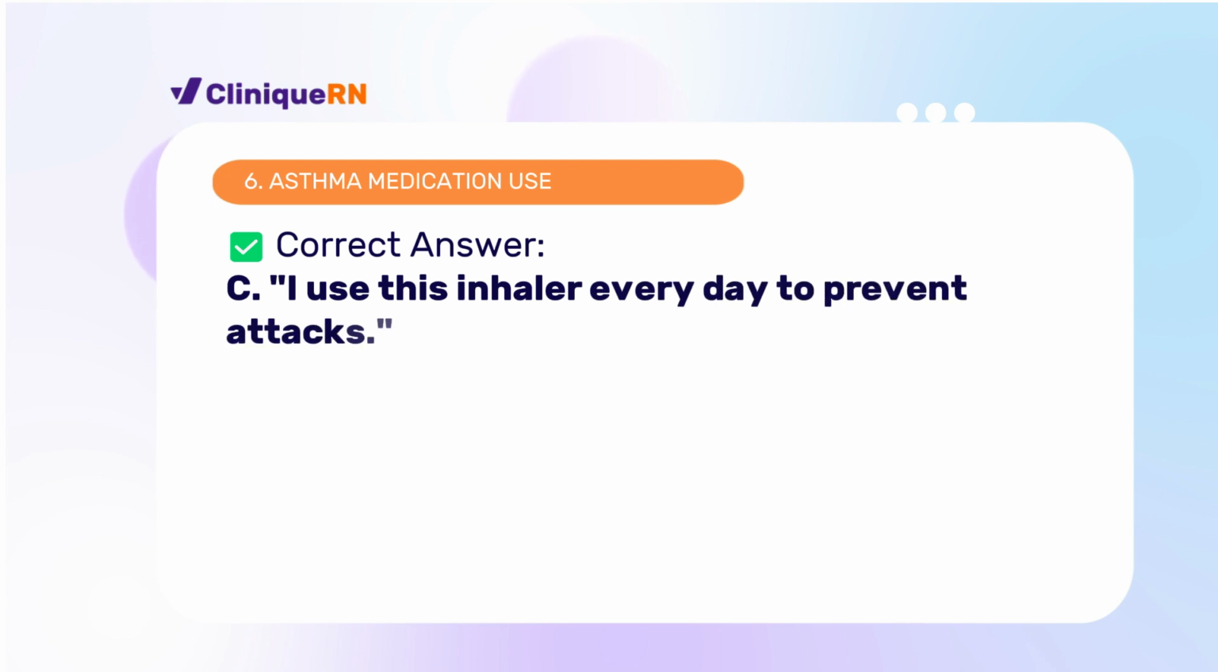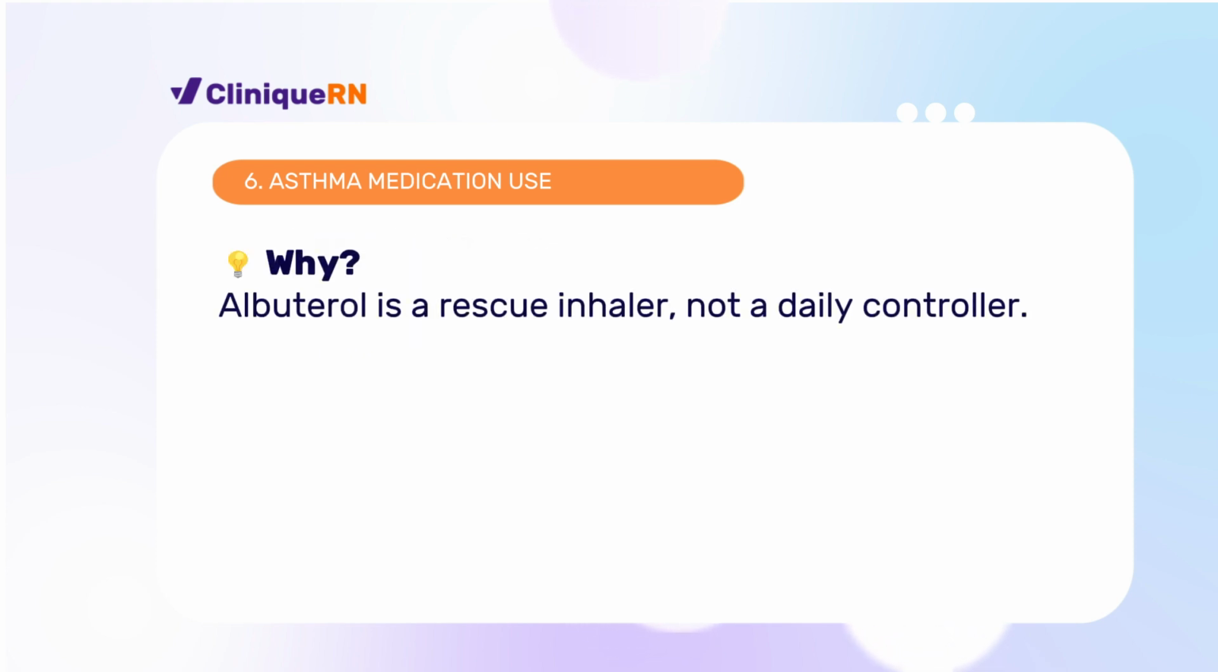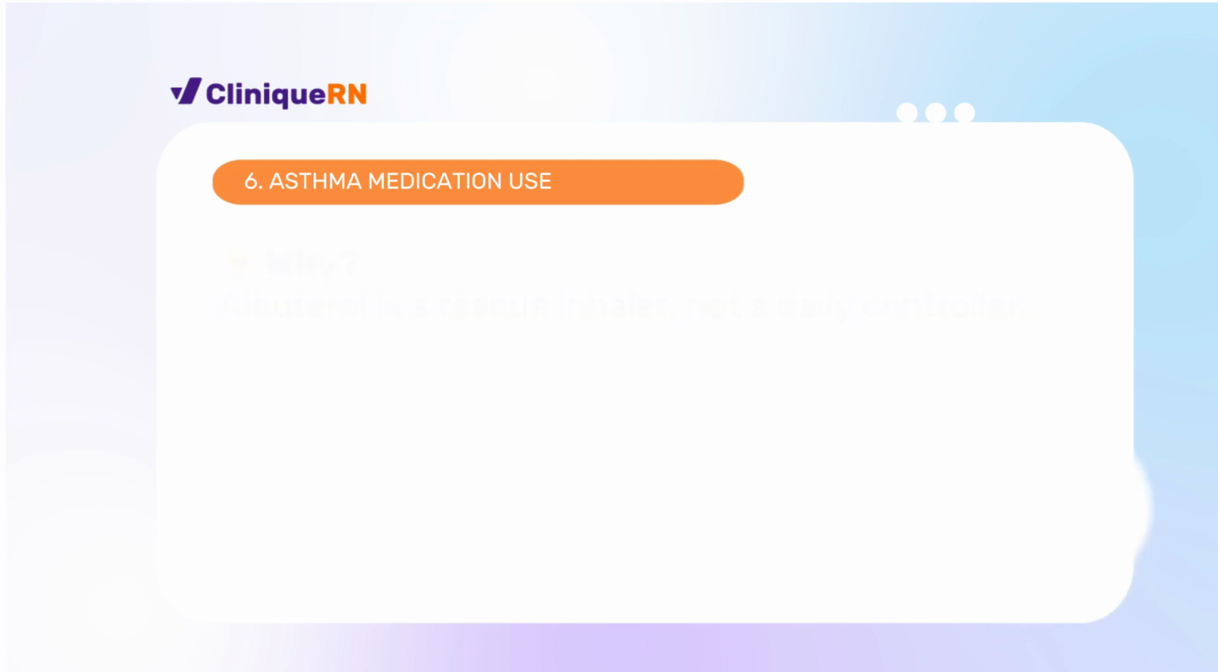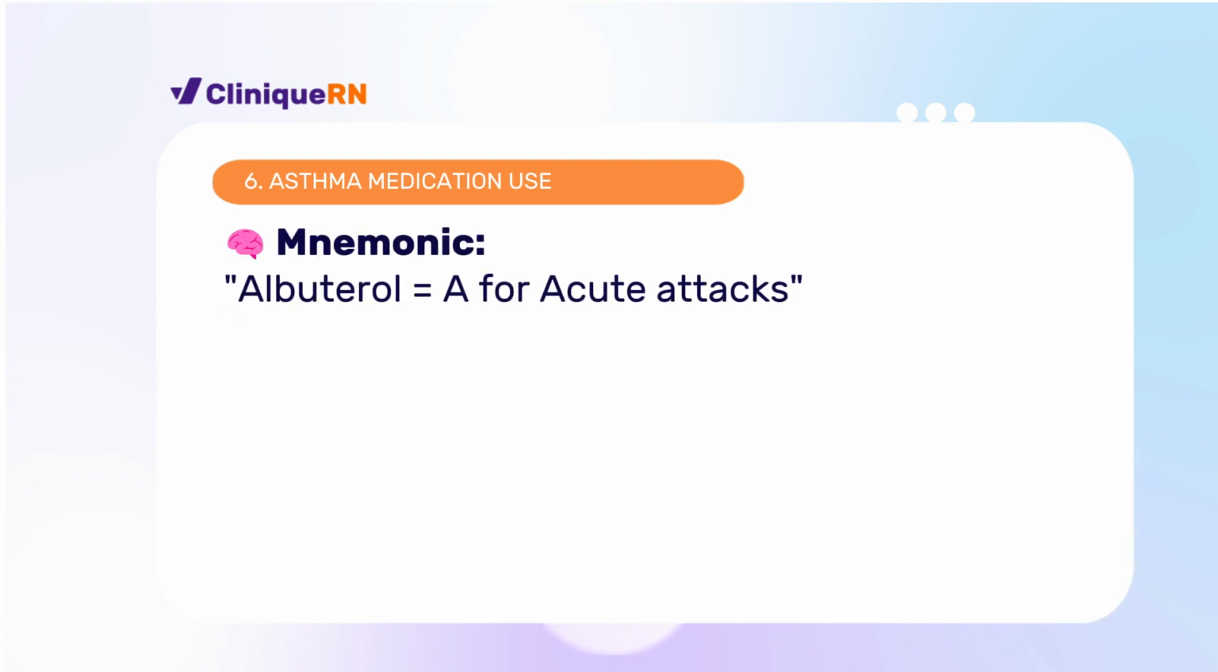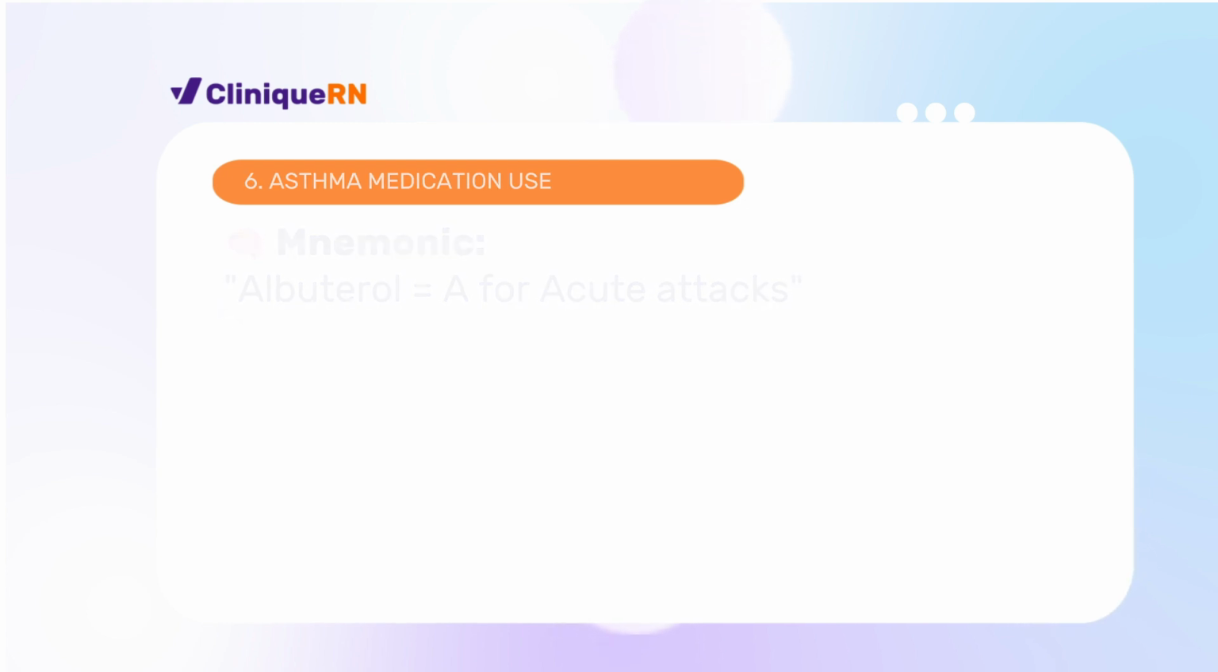Correct answer: C. I use this inhaler every day to prevent attacks. Why? Albuterol is a rescue inhaler, not a daily controller. Mnemonic: Albuterol equals A for acute attacks.